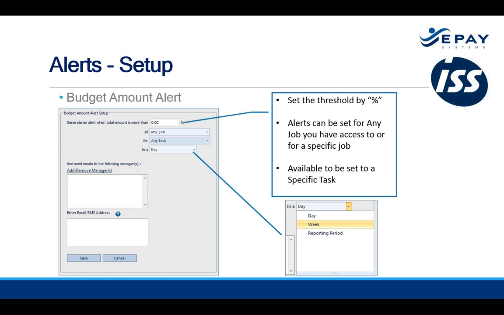Now if I choose otherwise, I can actually toggle that any job drop down and pick one of my specific jobs from that screen. So I don't have to see all of them. Maybe I only want to focus on one particular specific job.